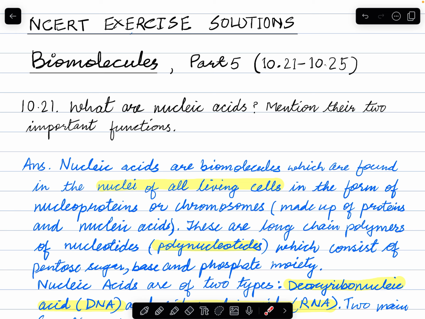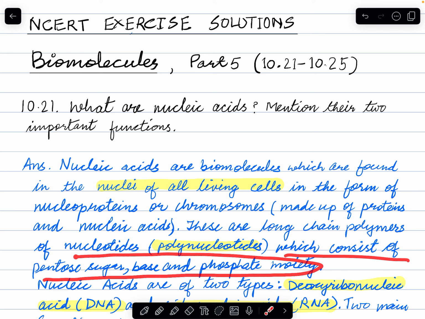Now, all living organisms are made up of smallest unit we call as cells. So, in all living cell, in the center we have nucleus. And inside the nucleus, we have nucleoprotein or chromosomes, which are made up of proteins and the nucleic acid. Okay, so basically these nucleic acids are long chain polymers of nucleotide. What are nucleotide? Nucleotide consists of pentose sugar, base and phosphate moiety.